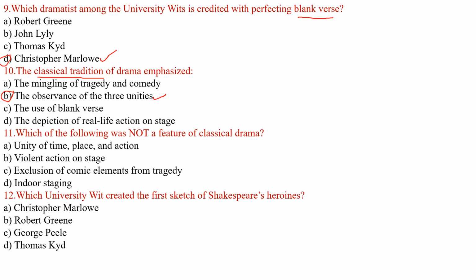Unity of action means the plot should focus on a single main action, avoiding subplots. These principles were particularly followed in ancient Greek and Roman drama, and later influenced classical theatre of France and also England. So the answer is the observance of three unities.